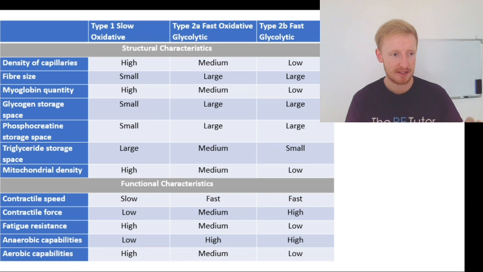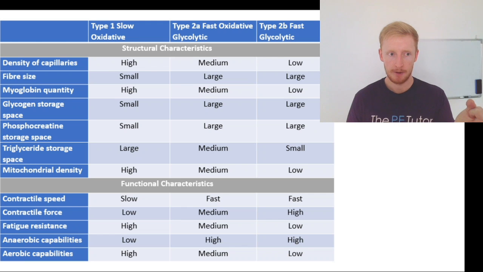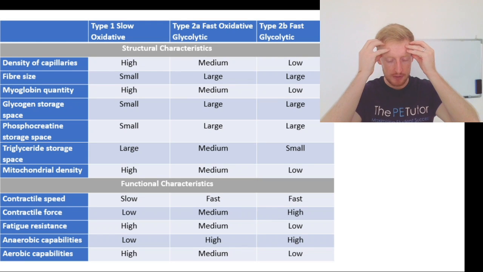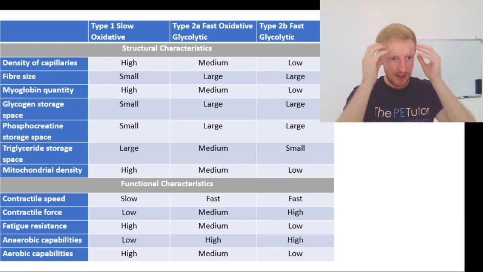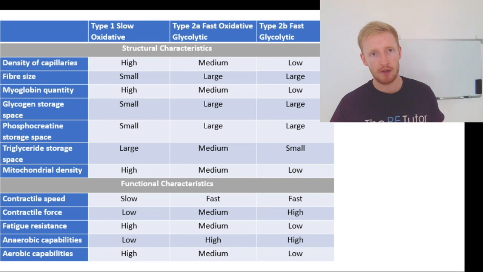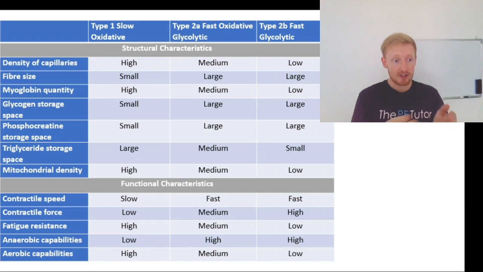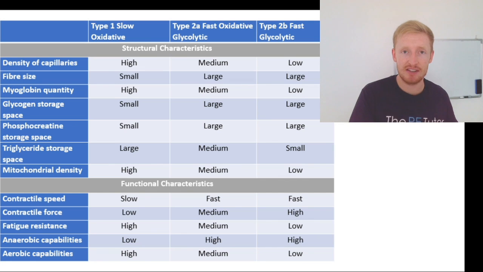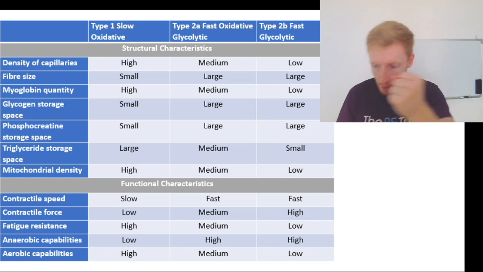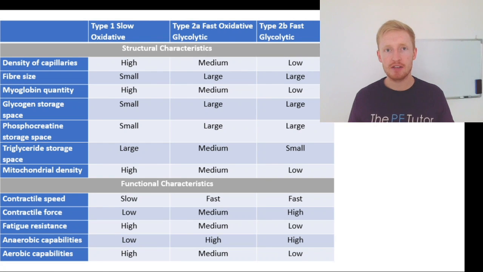So just one example, if we do look at the myoglobin quantity, well, the slow muscle fibers, slow twitch type 1, they've got the highest quantity of myoglobin compared to the others. Therefore, if we look at the functions, well, it's also got the highest fatigue resistance. Because with myoglobin, we know, comes better oxygen delivery, which means better aerobic respiration capabilities. So they all start to link up.